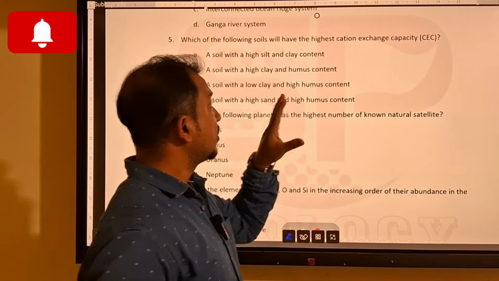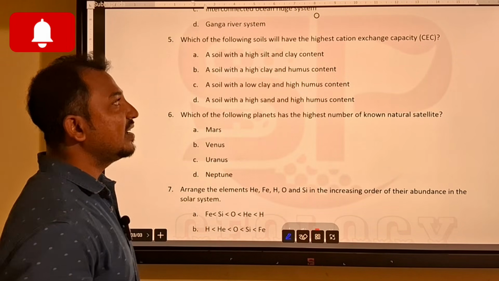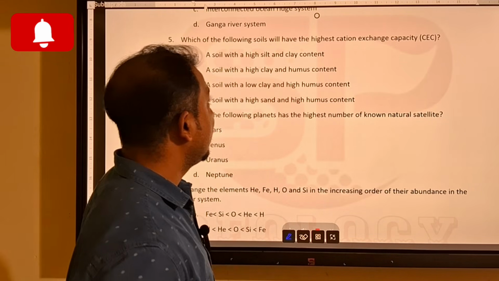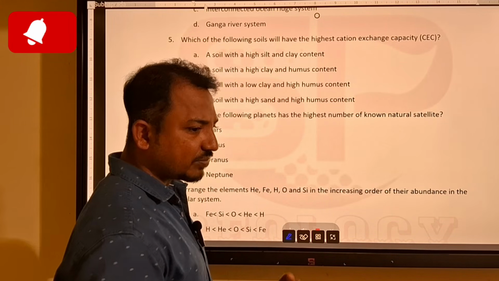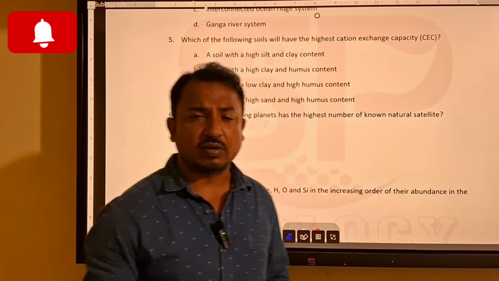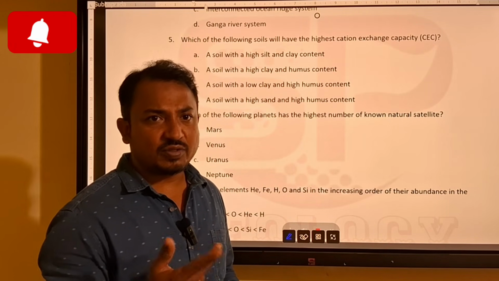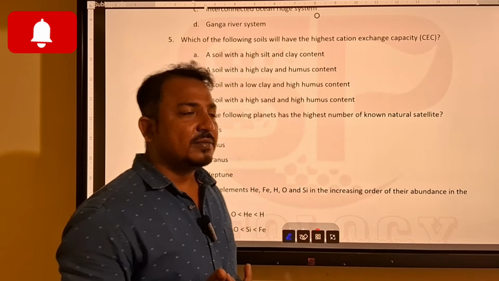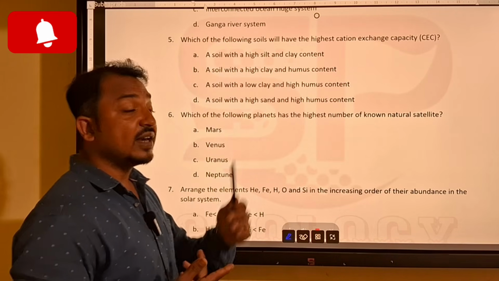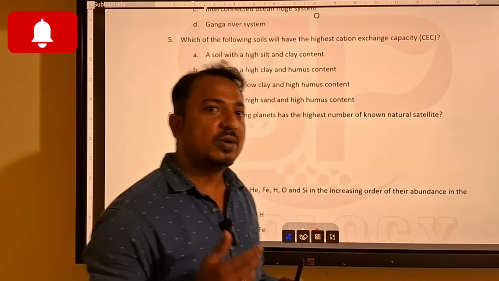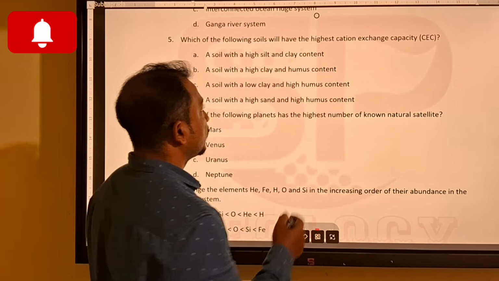Which of the following soils will have the highest cation exchange capacity? So what is cation exchange capacity, or CEC? It is the capacity of soil or clay to either hold cations or exchange with the cations, because clay and organic content, humus, have more negative charges.